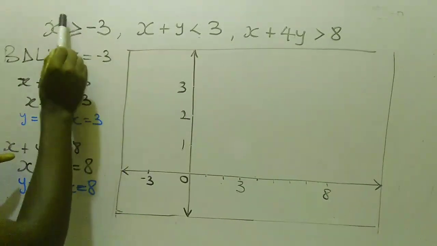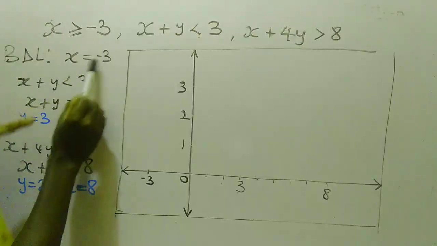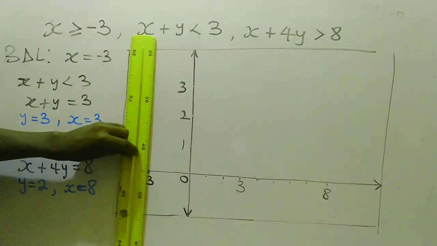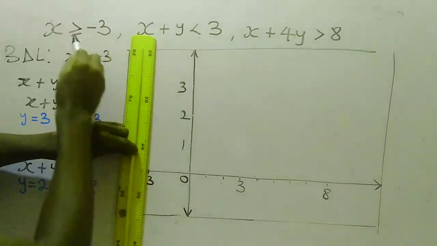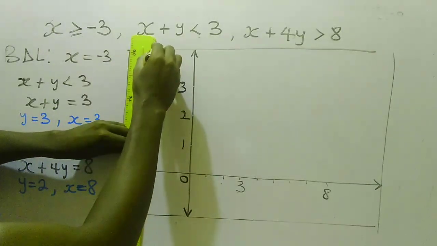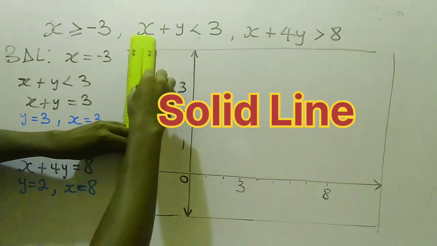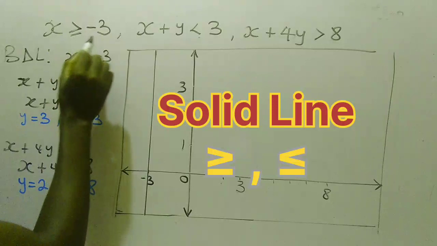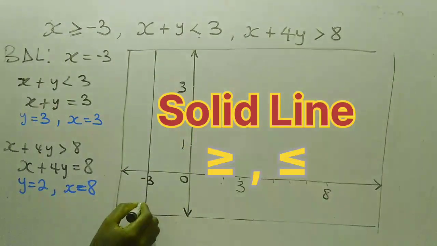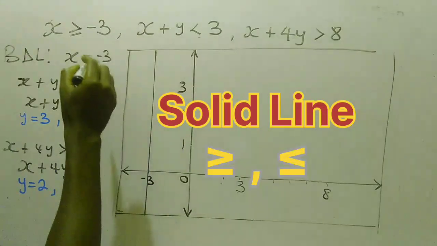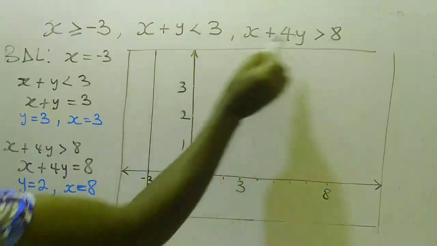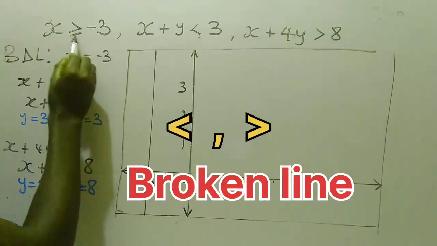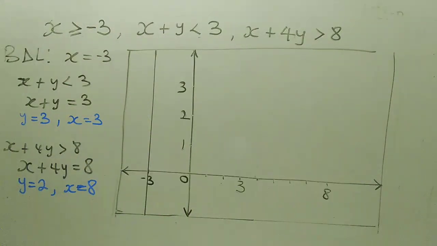The first one, which is x greater than or equal to -3, our boundary line is x equal to -3. So let's go to x equal to -3. Now we are going to draw our boundary line to pass through this point. Because this is greater than or equal to, we are going to use a solid line. Anytime you have greater than or equal to or less than or equal to, always use a solid line. Whenever you have less than or greater than, you use a broken line.